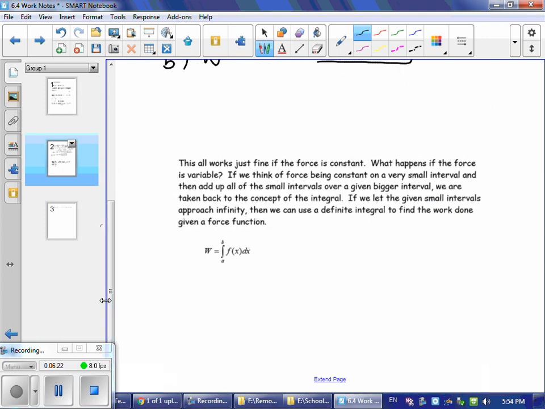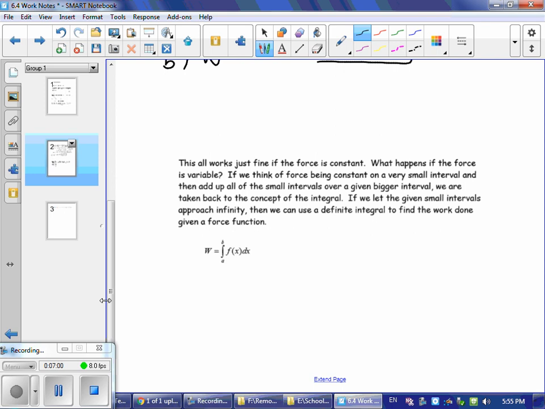So all that works fine if the force is constant. What happens if the force is variable? If we think of force as being constant on a very small interval, so you can have a constant force for a really tiny amount of time, and then as you're pulling, another really small amount of time, and then another small amount of time, until you actually get the whole thing done. That's the idea. As the interval of time gets smaller over a given bigger interval, we can then get back to the concept of an integral.